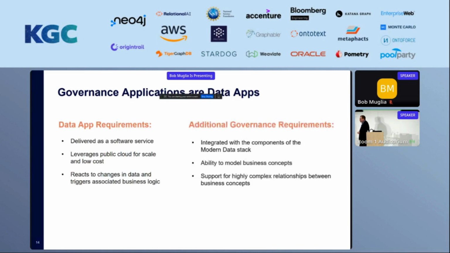Governance has some additional requirements. First of all, it has to be integrated into the modern data stack, obviously. But it has to have some more things. You need to be able to model business concepts, and you need to be able to support the highly complex relationships between those concepts. People talk about these as graph-oriented problems.